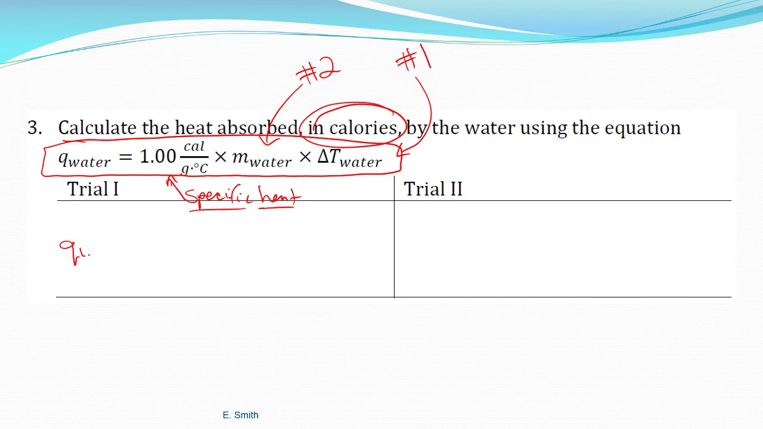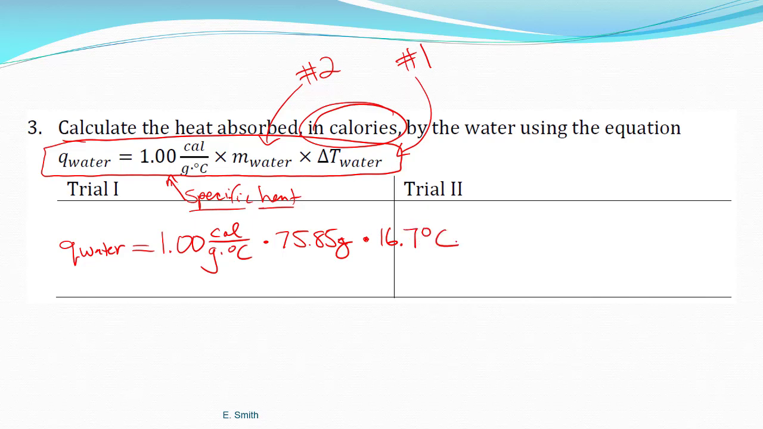So we're going to use Q of the water. This is what we're trying to solve. From a mathematical standpoint, this is our X. We're going to use our constant, which was given as 1.00 calories in the numerator, over grams times degrees Celsius. We're going to multiply that by the mass of the water. My original mass of the water for question number 2 was 66.85 grams. I'm also going to multiply it by the change in temperature of the water, which, according to question number 1, was 16.7 degrees Celsius.